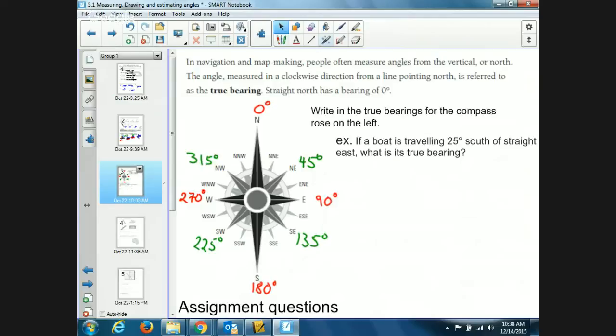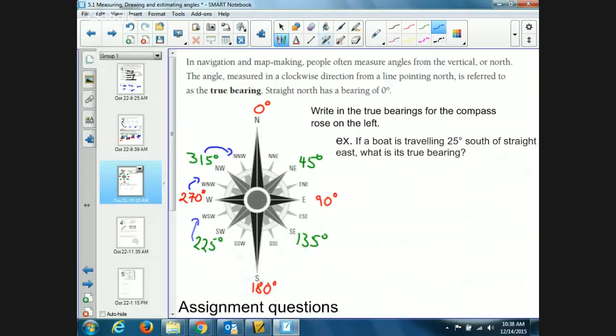Then you've got to do the ones in between here. Half of 45, use a calculator. Hopefully you did. 22.5, 22 and a half degrees. You're going to be adding 22 and a half degrees then for every other one. So 22 and a half degrees added on to 45. 90 plus 22 and a half. 135 plus 22 and a half. 180 plus 22 and a half. Always add 22 and a half to get the next measurement.